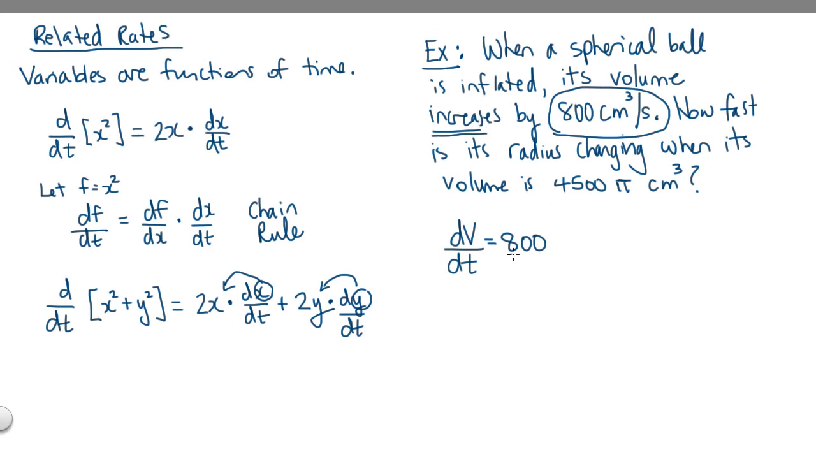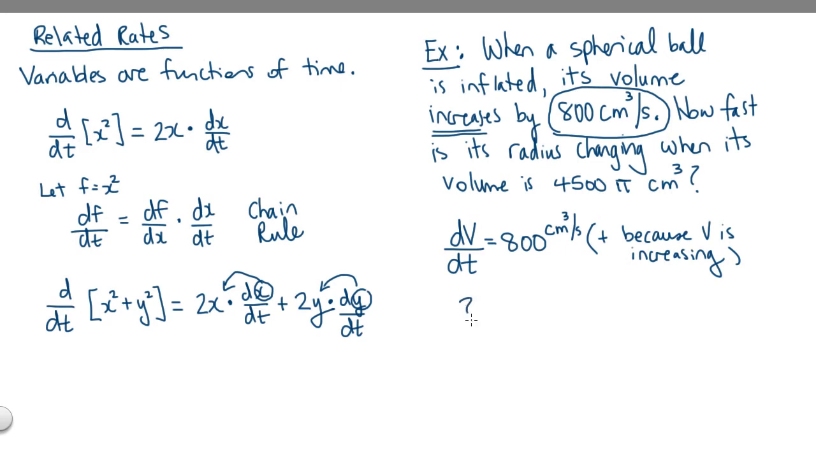It's a positive 800 because our volume is increasing. So increasing makes our derivative positive. If we were looking at, say, a ball that was being deflated, its volume would be decreasing, and we'd have to say negative 800. So this is positive because V is increasing. That's something that we'll have to be careful of in our problems, just watching the sign of those derivatives. We could throw our units on here too, they'll be helpful at the end of the problem. So 800 cubic centimeters per second, the rate at which the volume is increasing.